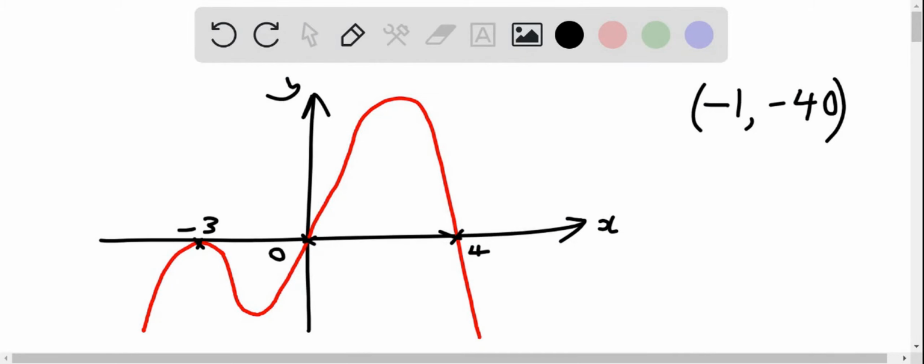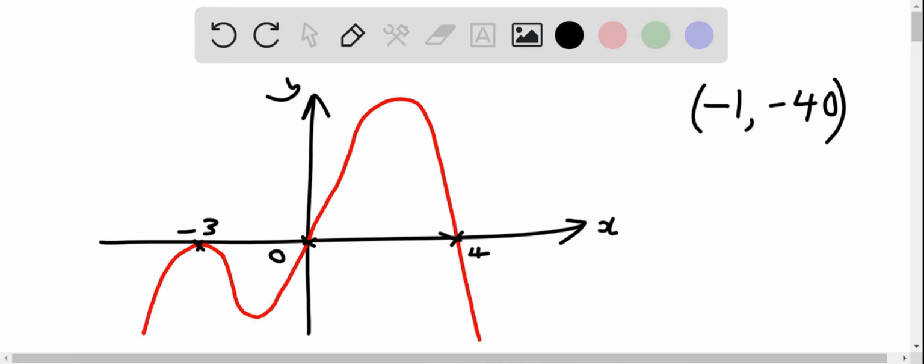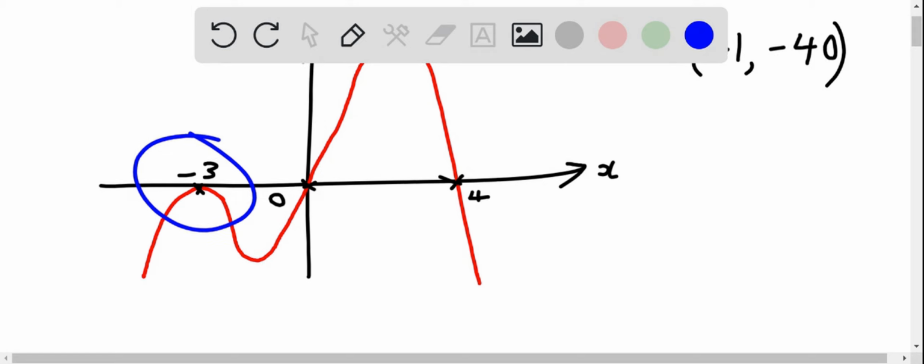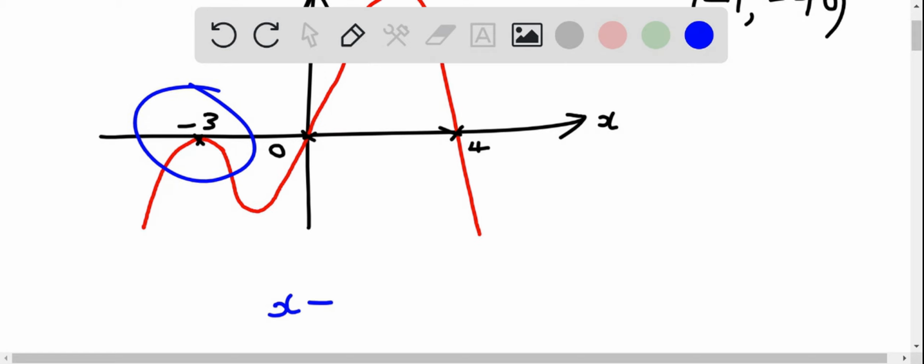Okay, I want to find the equation of this graph, basically. So what I will do first is I will look at where it cuts the x-axis, in other words, -3, 0, and 4, and write down an equation with those roots. Now, at -3, we have a tangent. That implies that the -3 occurs twice. It's a double root. So what I have then is (x + 3)² as a factor of the polynomial.